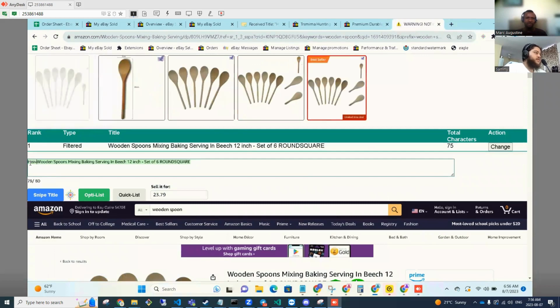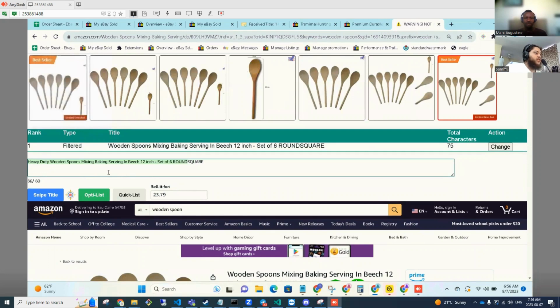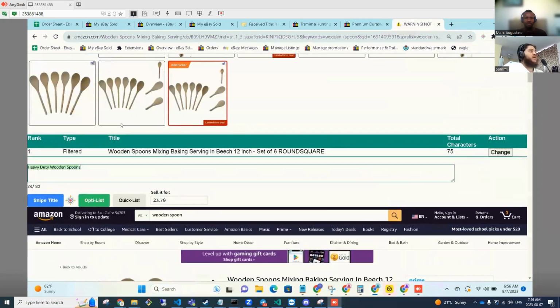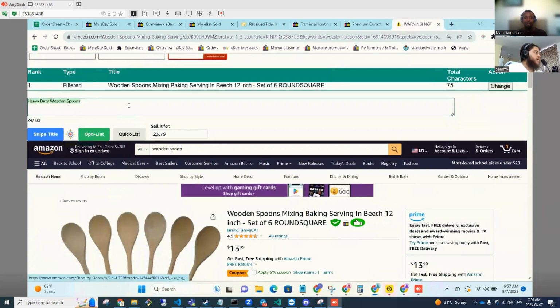Heavy duty. So right over here, like heavy duty wooden spoons. What do you think of this title, Mark? Like the base of it so far. What title? The heavy duty wooden spoons?